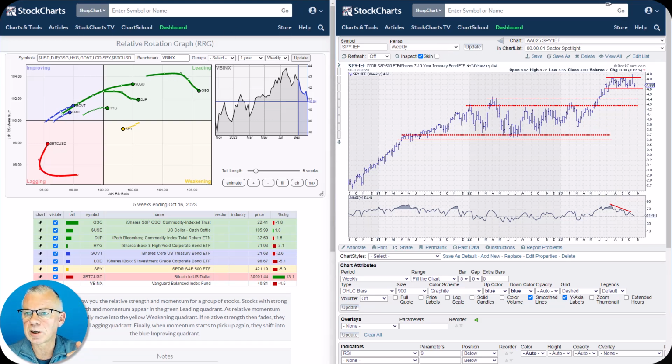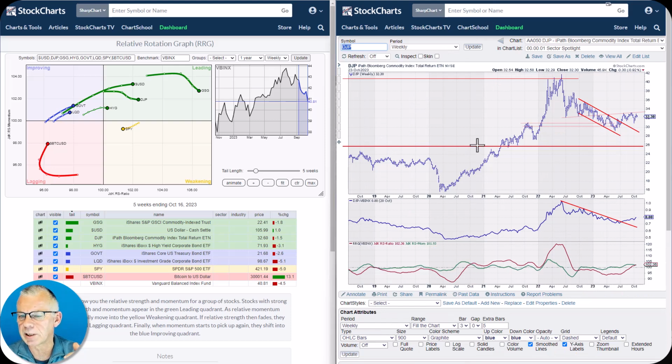Now for more positive things. So here's DJP, the commodity index, the Bloomberg commodity index, and you can see how it came out of this falling channel. Still in a little bit more of a sideways move. There is a little bit of overhead resistance here, but look at the relative strength. This is what we're looking at. This relative strength is gradually improving, and there is a lot of upside potential.